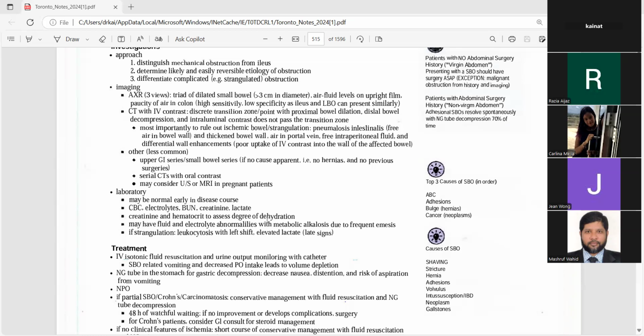Then creatinine, hematocrit to read out the degree of dehydration. So you have fluid and electrolyte abnormalities and metabolic alkalosis. So you need to know what kind of metabolic alkalosis, like the picture presents in ABGs, okay, due to frequent emesis. If strangulation, leukocytosis with left shift, and then lactate as well, okay. Although lactate is a late stage thing, usually by the time they present to us, if this has been going on for too long, then you can always go for lactate.